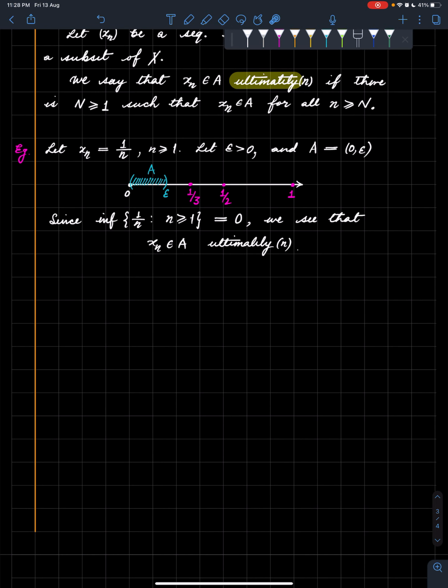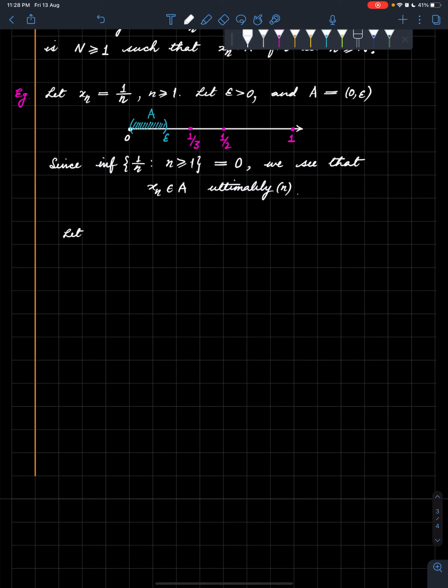Okay, so with ultimately there is a cousin definition of frequently. So again we have a sequence Xn in a set X, and A be some subset of X. So it's the same setting, and we say that Xn is in A frequently.